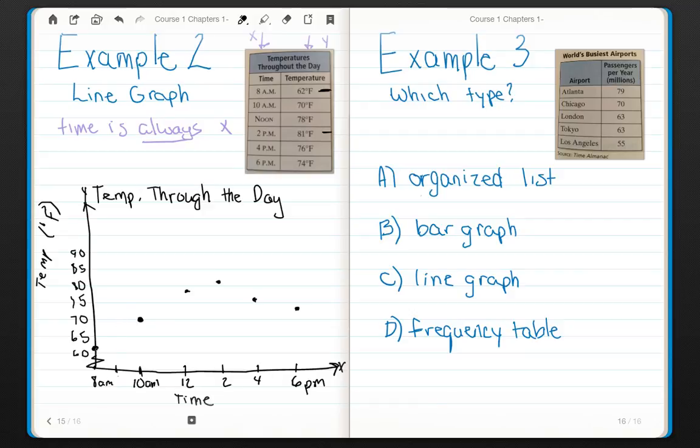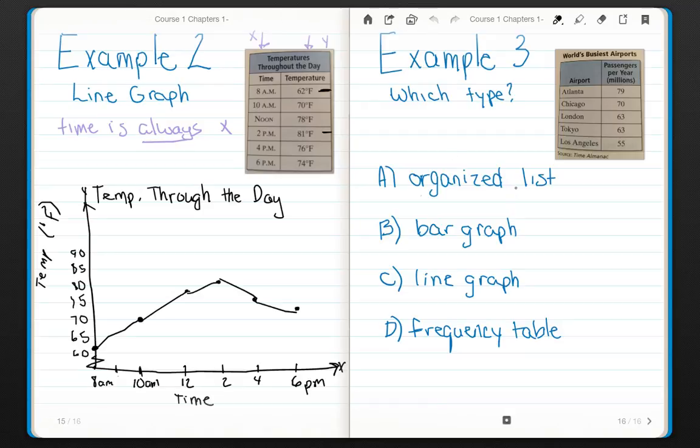And now I'm going to neatly connect the dots. I'm going to recommend you use a ruler. It tends to make your lines significantly straighter and neater than I'm making mine right now. Okay, so I have my title, my axis labels, time and temperature, my times, my temperatures, and here is my line graph.